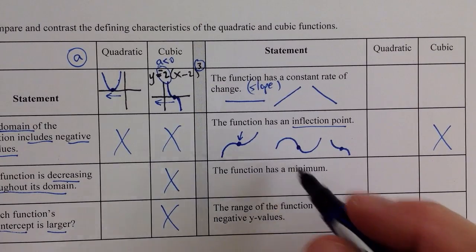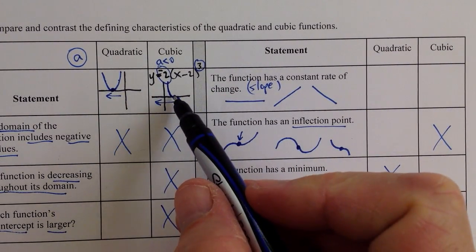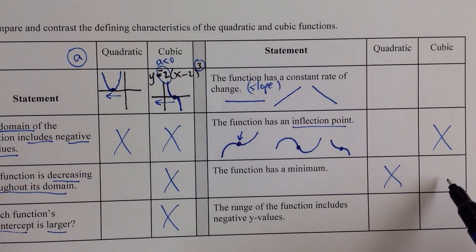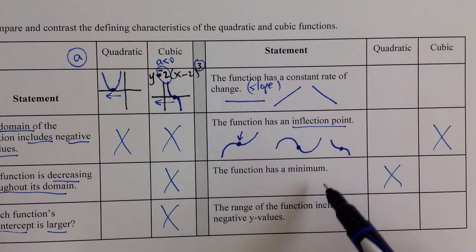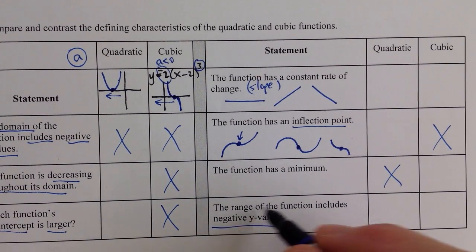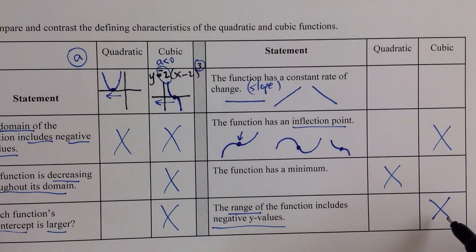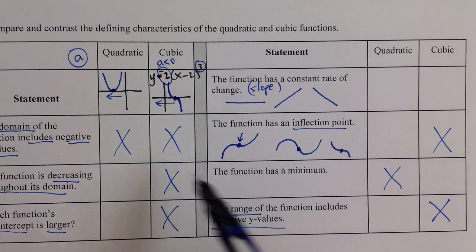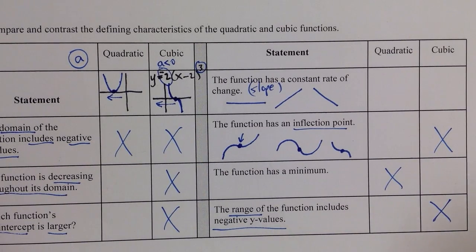The function has a minimum. We can clearly see we have a minimum on the quadratic, and then over here there's no minimum on the cubic. The range is all real numbers. There's no minimum. And then over here the range of the function includes negative y values. So the range has negative y values. Well, yes, the range is all real numbers for the cubic, so therefore it always would have negative y values. But the quadratic here is not below the x-axis, and so there you go.